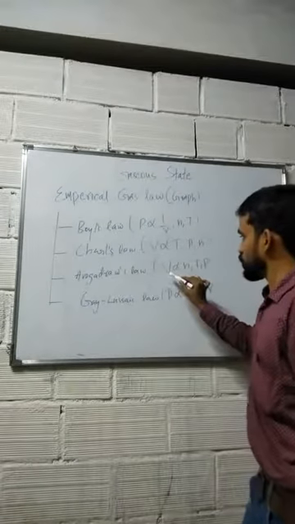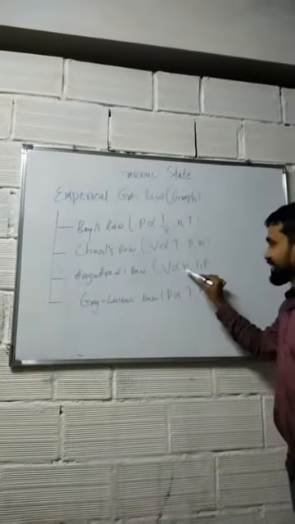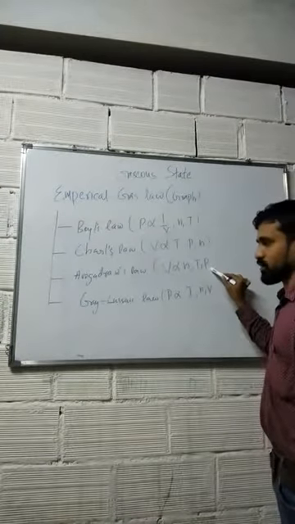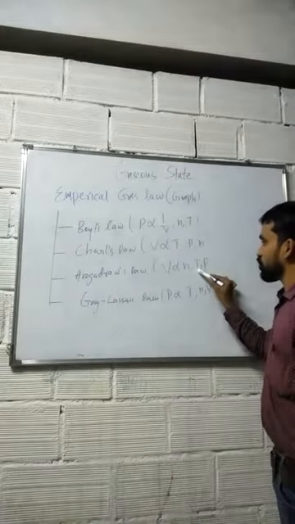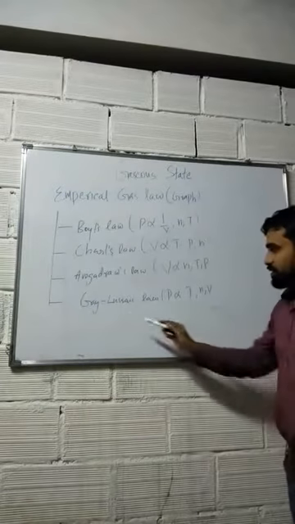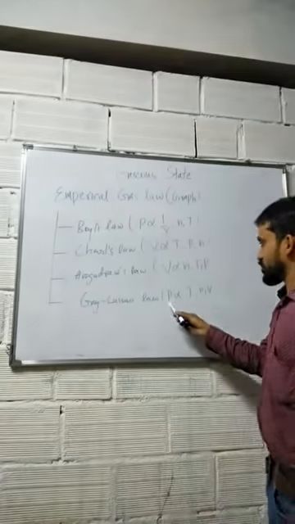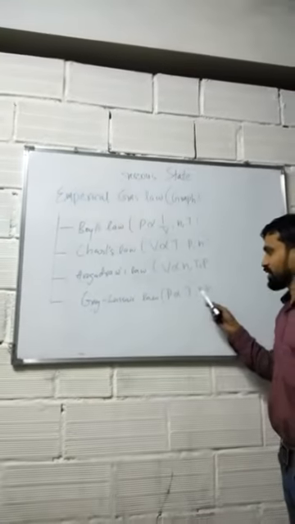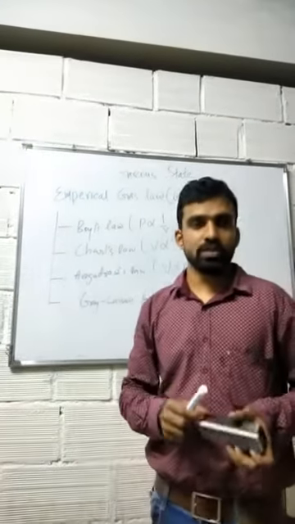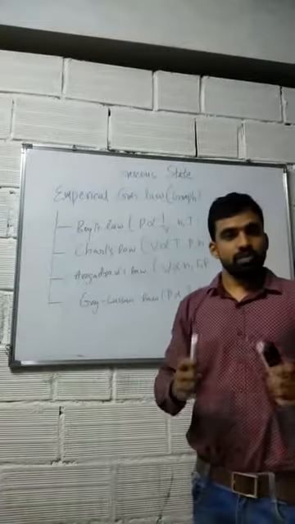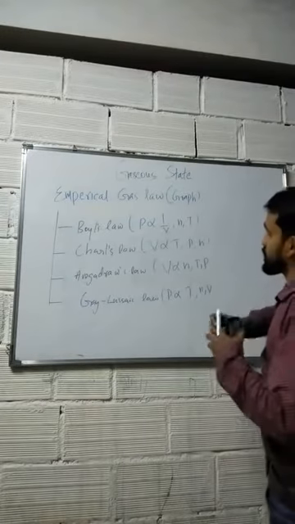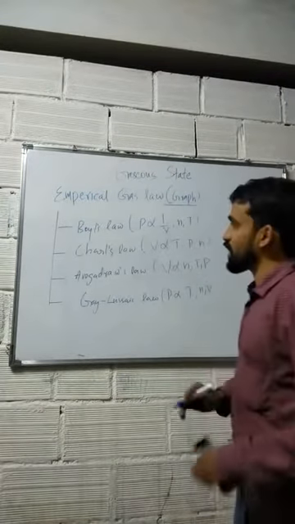And Avogadro's law, volume of the gas is directly proportional to amount of the gas at a constant temperature and pressure, or at constant temperature and pressure, volume of the gas is directly proportional to N. And Gay-Lussac's law, pressure is directly proportional to temperature at a fixed amount and at a constant volume. So these gas laws you already studied in your high school class syllabus. Okay, I am going to discuss mainly about the graph.